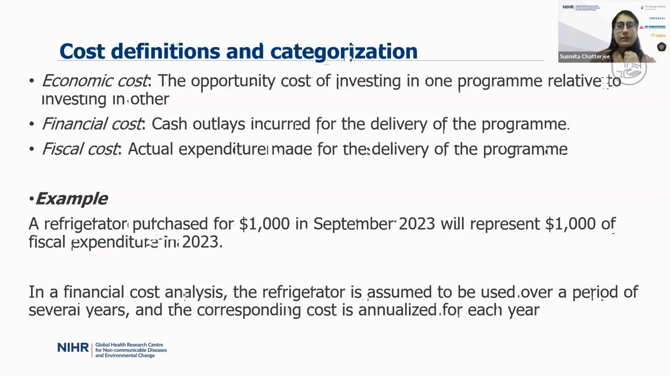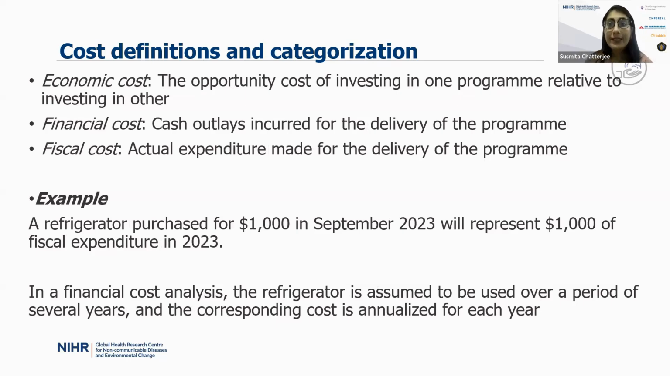So basically financial cost is the cash outlays, basically what money was spent for delivering the program or buying something or whatever. There is another concept which is fiscal cost. Now, what is the difference between these? I have given an example. Suppose a refrigerator was purchased in September 2023, okay? If you are doing a fiscal analysis, the whole $1,000 for the refrigerator will go into the 2023 expenditure, okay? Because in 2023, you spent $1,000 to buy this refrigerator. So your fiscal cost is $1,000 for that year.